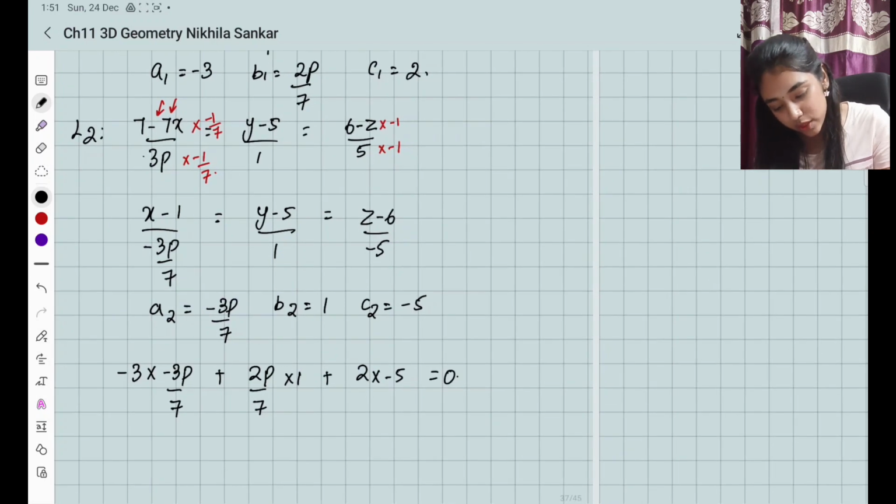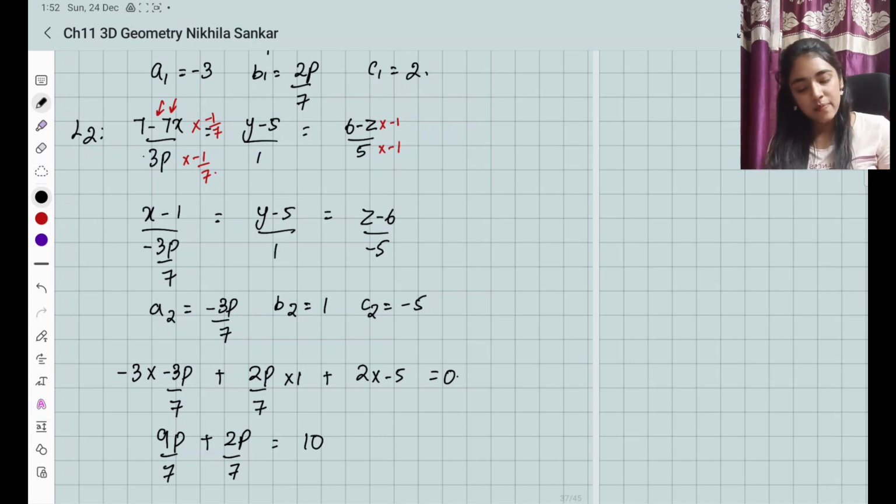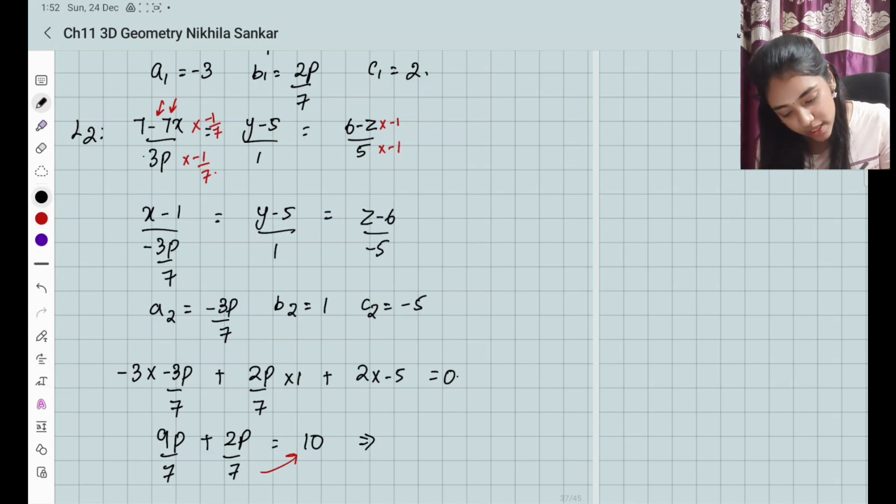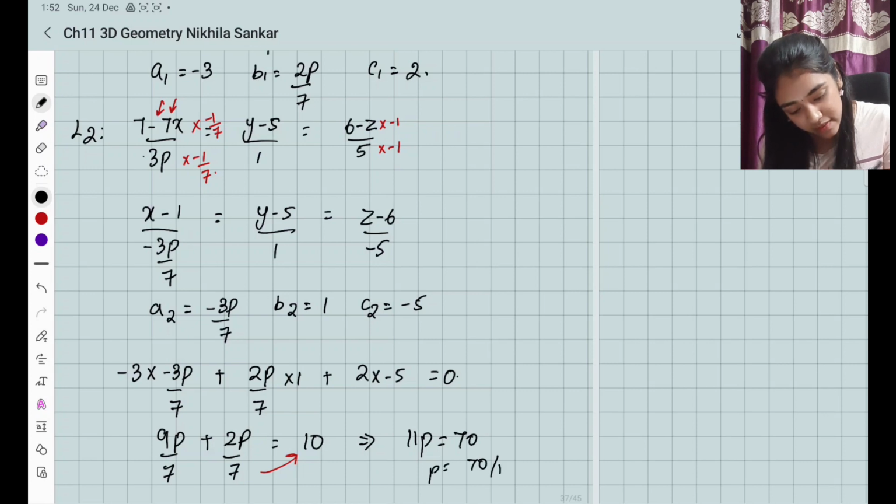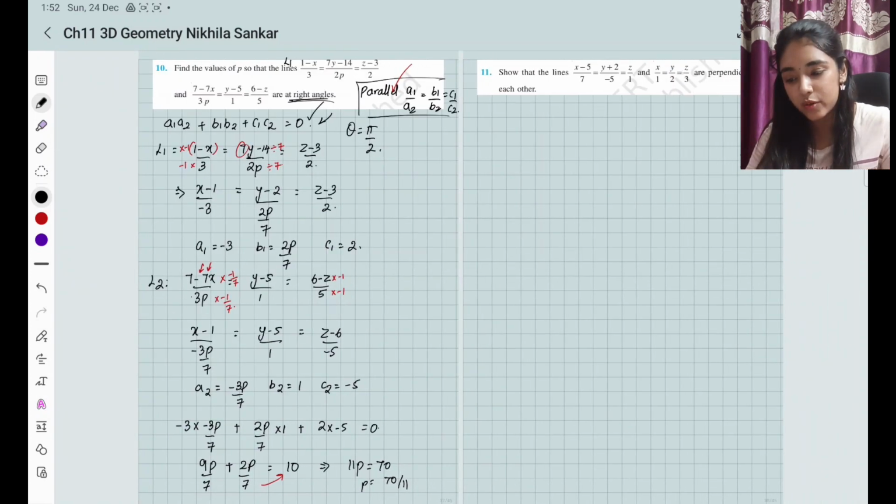So இதில இருந்து p value கண்டுபிடிக்கலாமா? So I have minus minus plus ஆயிடும். So 9p divided by 7 plus 2p divided by 7 equals 5 2s are minus 10. இந்த 10 இந்த பக்கம் போச்சுனா I'll get a plus 10. Okay, and this is going to be, I can take the 7 to the other side, common denominator தானே. So the whole thing is going to be 9 plus 2 is 11p equals 70. So p equals 70 divided by 11. Okay, I found out the value of p. Please copy.